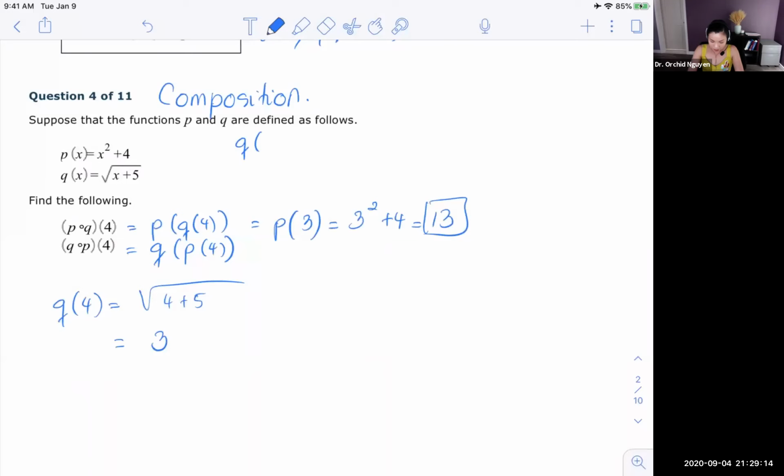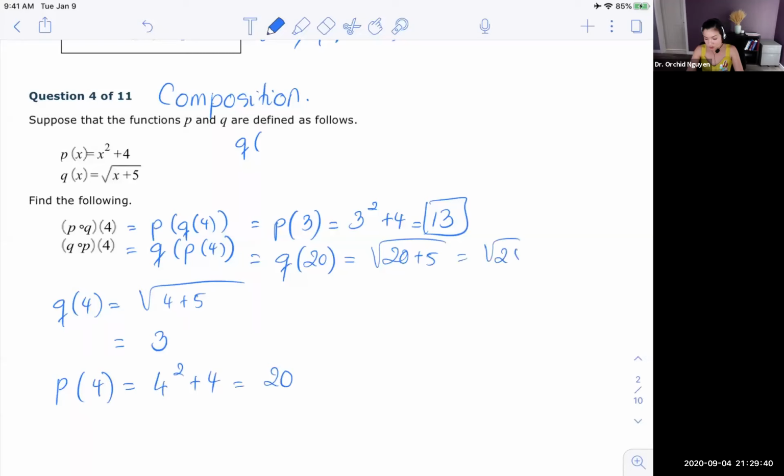Now for the other one, P of 4. So what I have for P of 4 is 4 squared plus 4, which is 16 plus 4, is 20. Okay, so instead of writing Q of P of 4, I have to write Q of 20. And what's Q of 20? You plug it in, 20 plus 5, so it's 25. Square root of 25 is just 5. And that's your final answer.